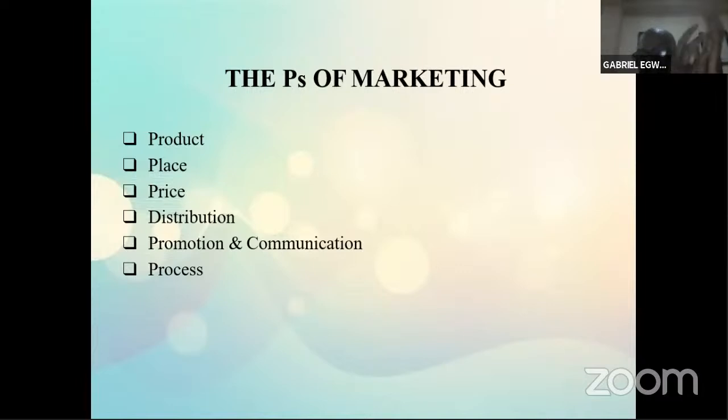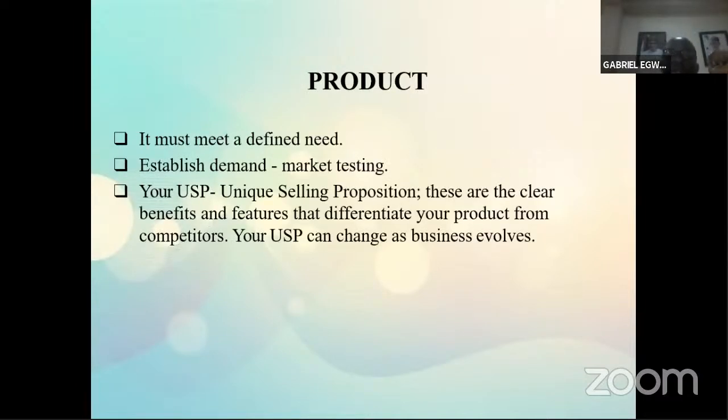Those are the 5 P's of marketing we'll be looking at. So a product must meet a defined need. Every product you produce, there is a need for it. You must have done your research before you start going into plantain chips packaging, you understand? There is a need for it. Before you start putting groundnut in the bottle or cashew nuts in the bottle, there is a need for it, right? So that product must meet a defined need.